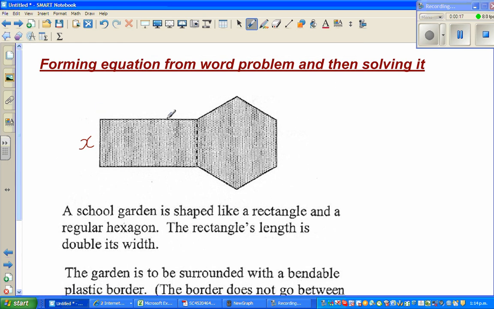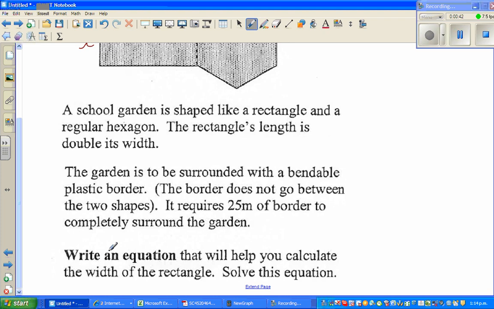So this is a rectangular and a hexagonal garden. A school garden is shaped like a rectangle. So this is a rectangle and a regular hexagon. So this is a six-sided hexagon. The rectangle's length is double its width. So this is your length and this is your width. Okay, so finally, I'll read the last part. Write an equation that will help you to calculate the width of the rectangle.